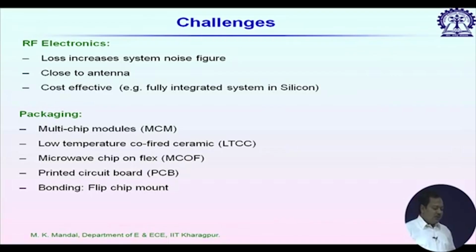And next, how to connect the chip with the other components? For that we have to use some sort of bonding. So, wire bonding, or it can be flip chip mount, we will see later. At millimeter wave frequencies, usually wire bonding is lossy, flip chip mount is less lossy, but it has some additional problems of power leakage and coupling and generation of surface wave modes.